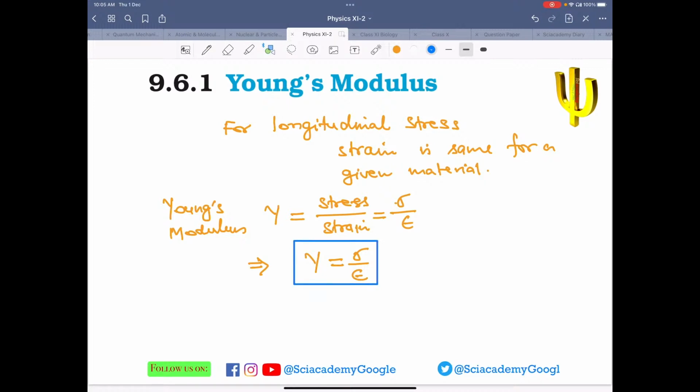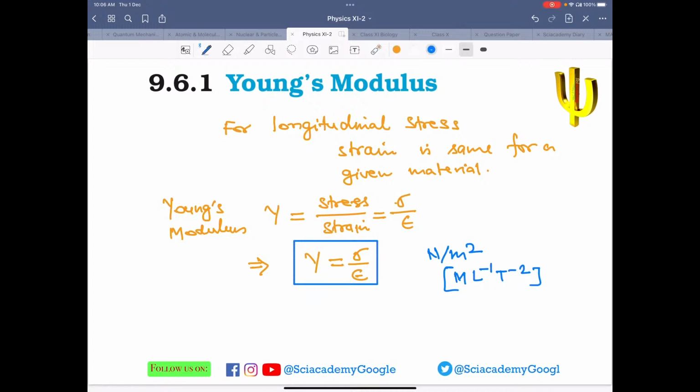This ratio is of much importance, and it has the dimension of Newton per meter square, and its dimensional formula is ML^-1 T^-2, as strain is a unitless, dimensionless quantity.